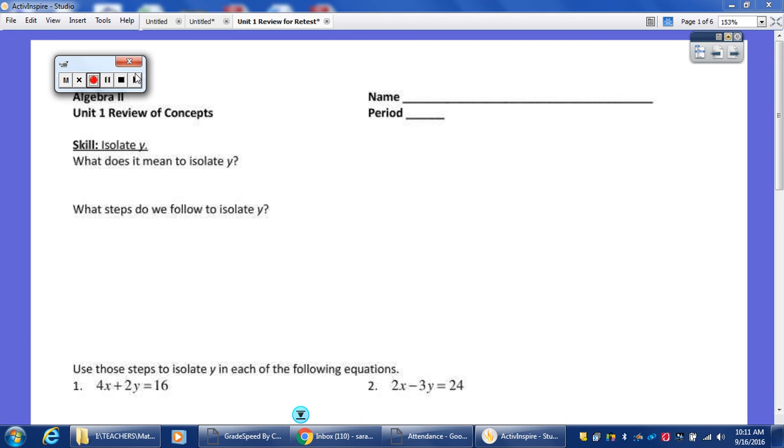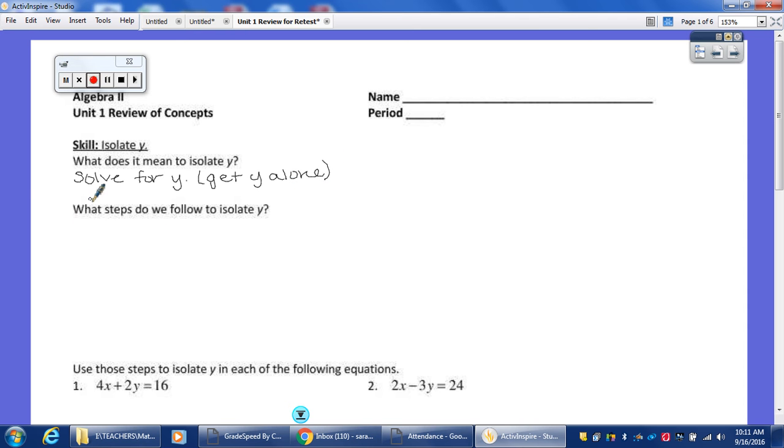Alright guys, today we are isolating y. So the first question on your review documents is, what does it mean to isolate y? And the answer is that it means to solve for y. So we're going to get y alone. So we're going to solve for y. And that means get y alone.